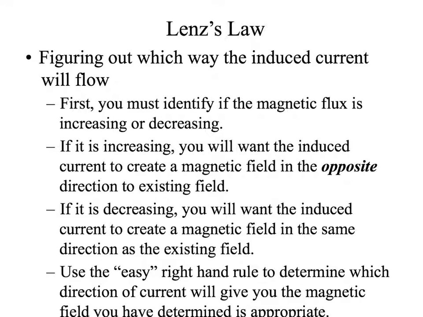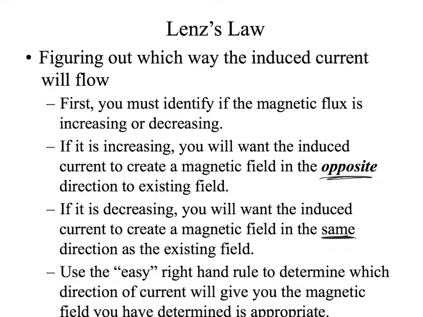So it's always thinking about what will be the direction of the magnetic field that is created by our induced current. If we have an increasing flux, we want to create a magnetic field in the opposite direction because that's going to tend to work against the increasing flux. That's why the opposite is so important there. However, if it's decreasing, if the flux is going down, you actually want to bolster that flux by creating a magnetic field in the same direction. And so you have to figure out which way your induced current should flow to make that happen.